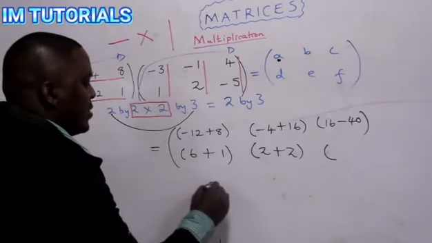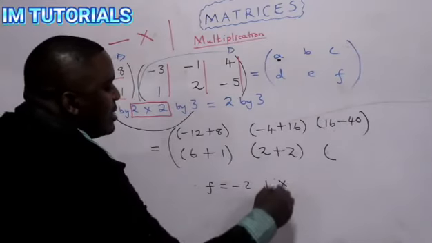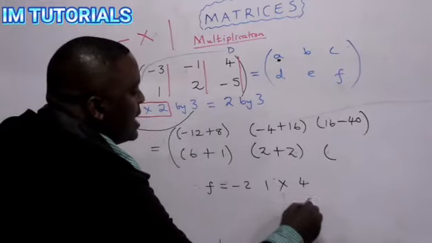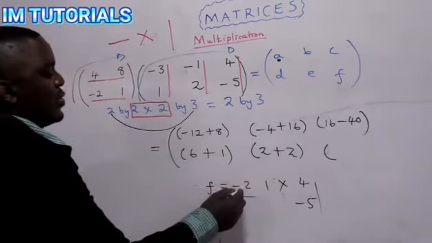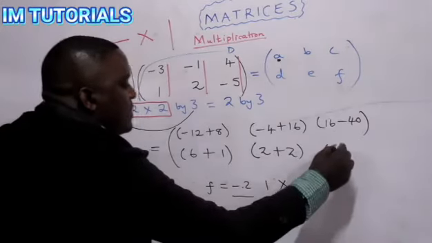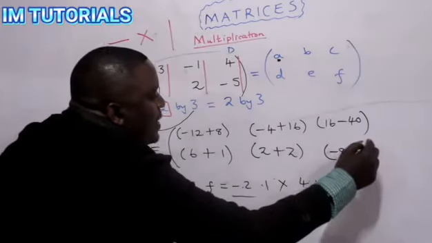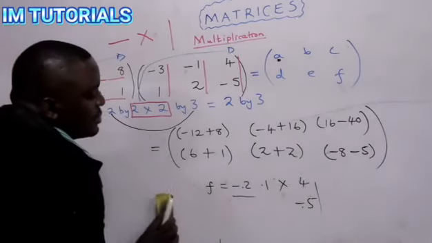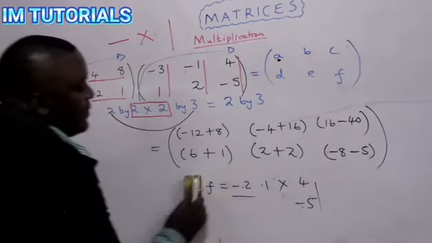We are now moving on to F. You take minus 2, 1, right, to multiply 4 and minus 5. So minus 2 times 4, you get minus 8. 1 times minus 5, you get minus 5. Then you close your bracket like this. So minus 8 minus 5 representing F.